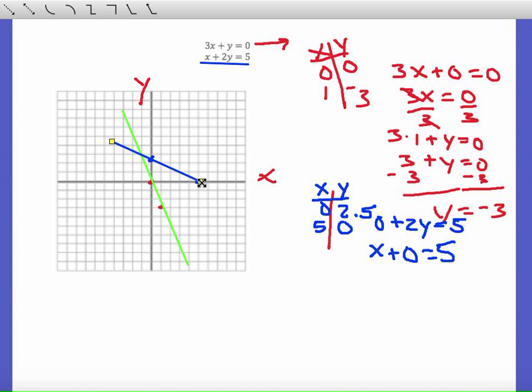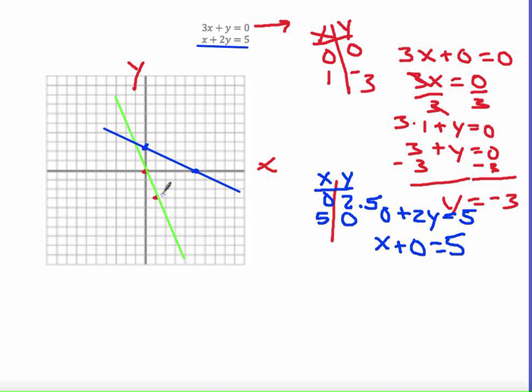We now see that the solution to this system is the point where those two lines intersect. And that is right there at (-1, 3). So (-1, 3) is the solution for this system of linear equations.